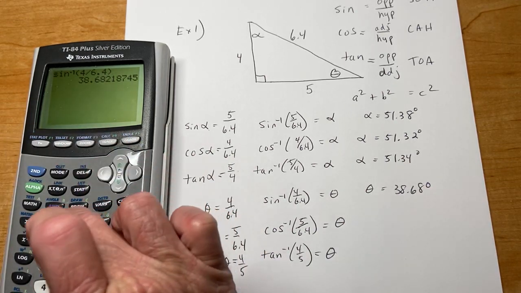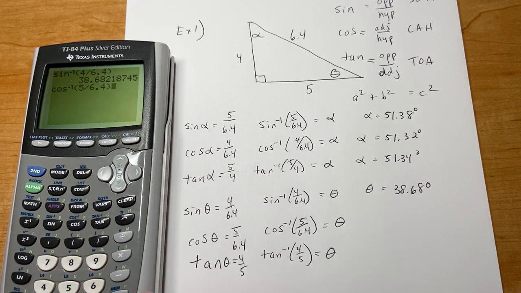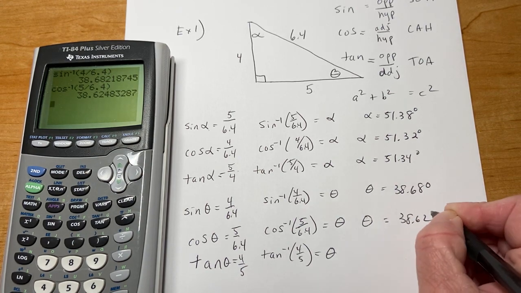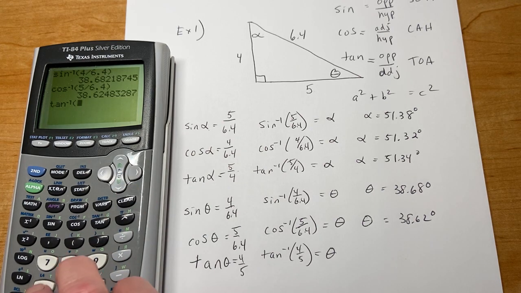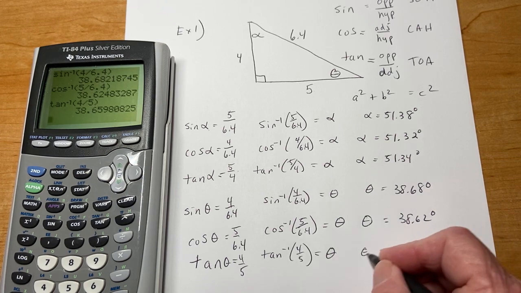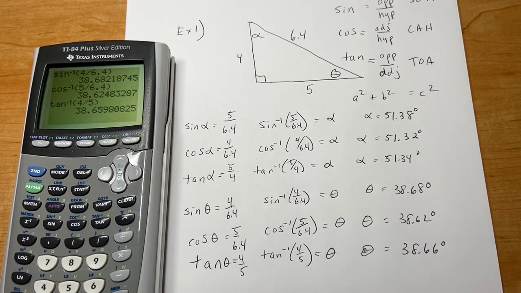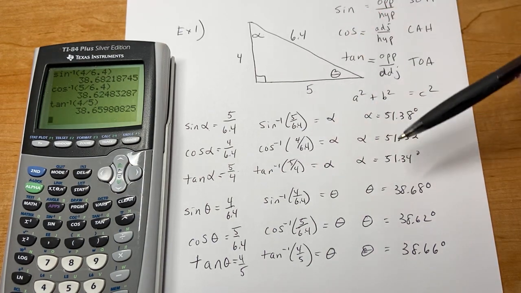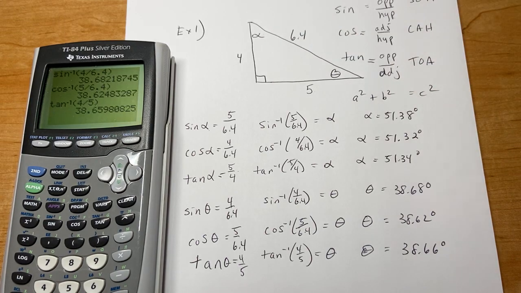Okay, second cos, 5 divided by 6.4. Theta in this case is 38.62 degrees. Second tan, we have 4 divided by 5, and I get theta is equal to 38.66 degrees. Okay, if you're using the minus 1, that means you're finding an angle. Okay, now we're going to go to a new example.